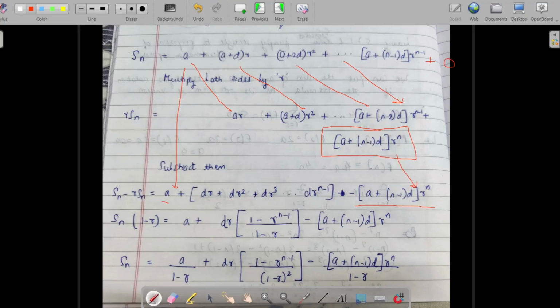Somewhere or the other this step will be required, multiplying by r and shifting the terms before subtracting them. So this is a geometric progression whose sum you know. But again, this is where many students get confused. First of all, understand how many terms there are in this one. You have n minus 1 terms, okay? But the first term here is not 1, it is dr.